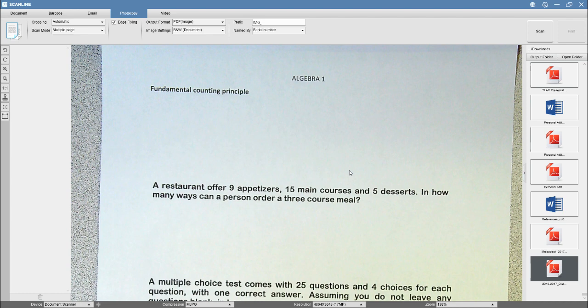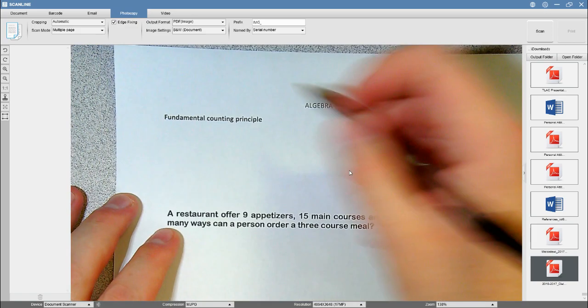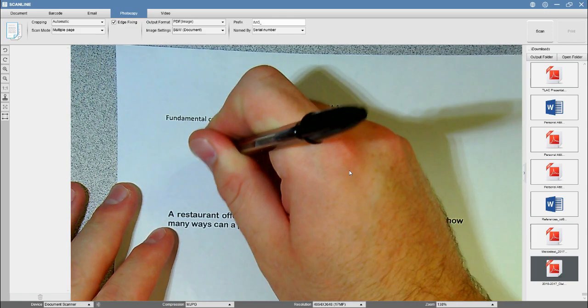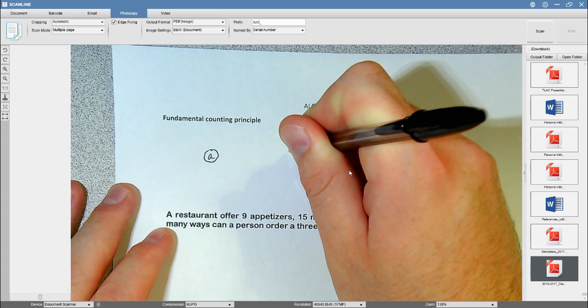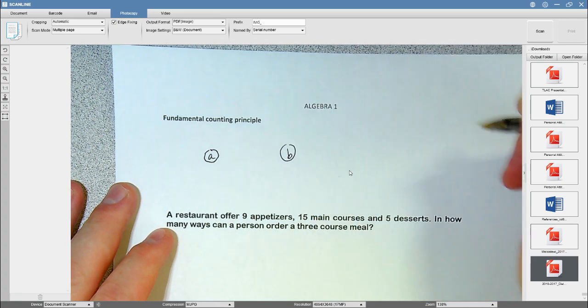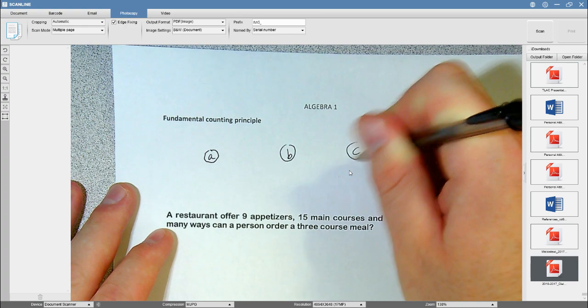I am Dr. Prato. This is Algebra 1, and today I'd like to talk to you about the fundamental counting principle. So let me begin this with an example. Imagine that you are currently in city A and you would like to travel to city B and then from city B to city C.